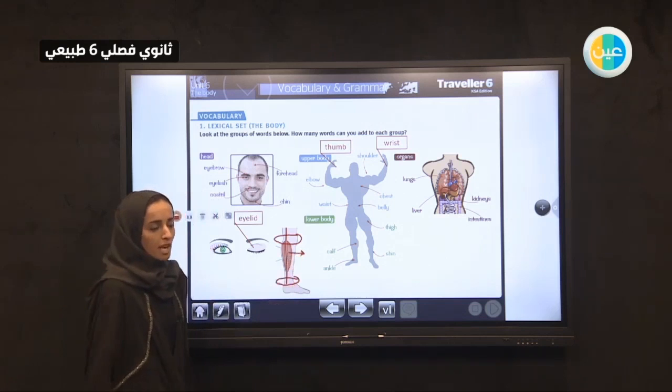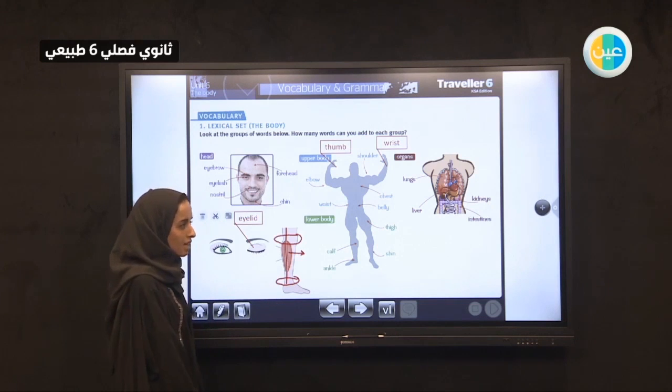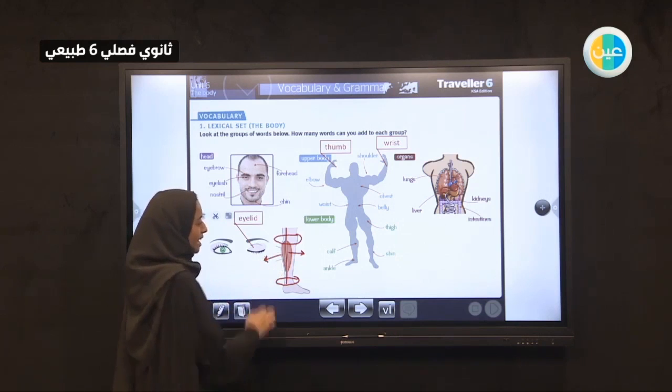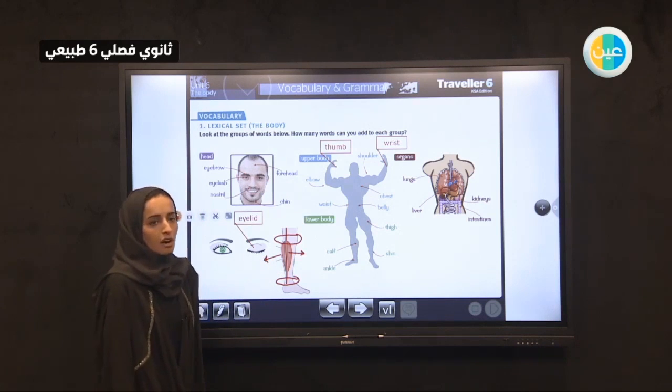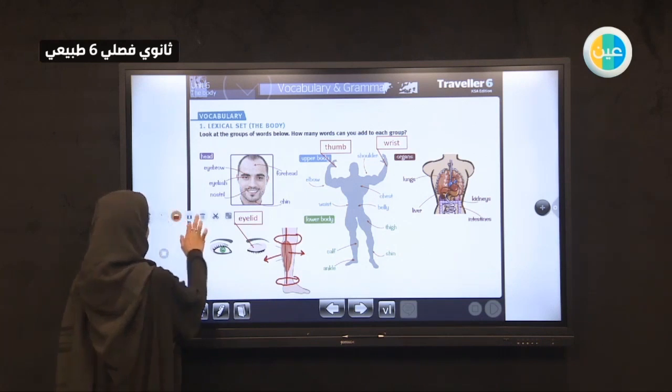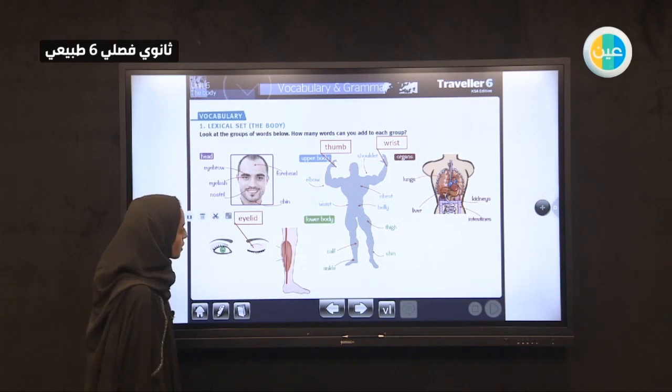You can remember it from the reading that we had in our last lesson. And this one is the calf. We call it the calf. They are muscles. These are muscles. If you work out, you are going to strengthen these. Okay? So let's continue here.